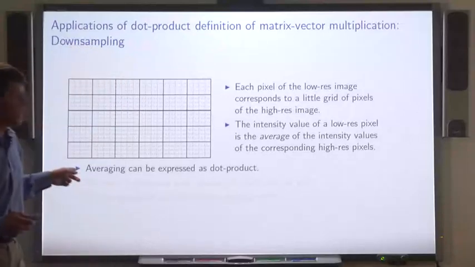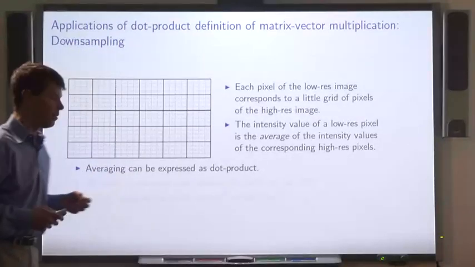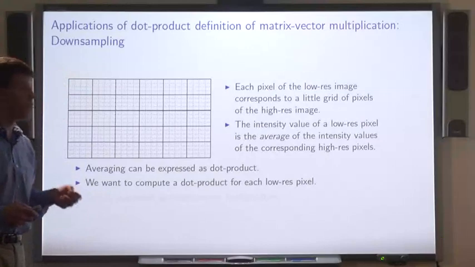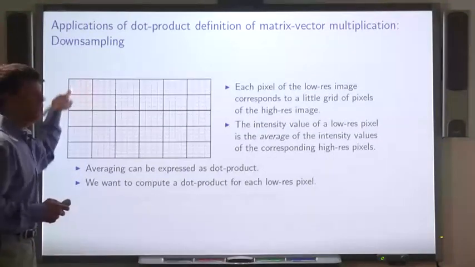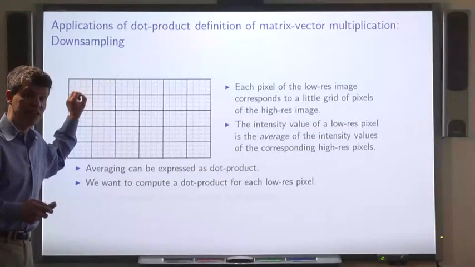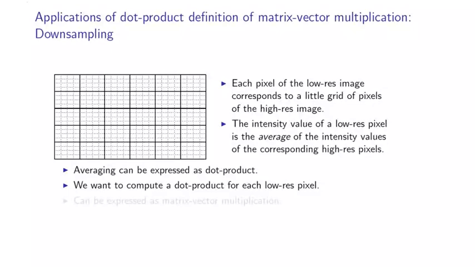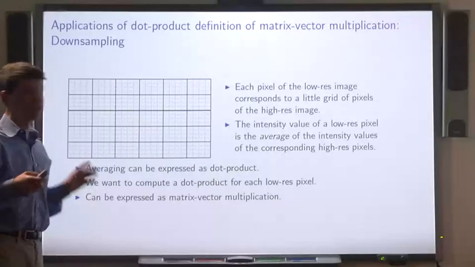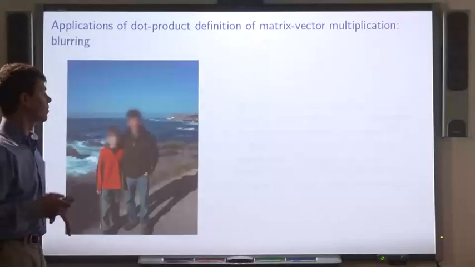Now, averaging can be expressed as a dot product. We want to compute a dot product for each of the low-res image's pixels. It's a lot of dot products, but we can express all these dot products as a single matrix vector multiplication.